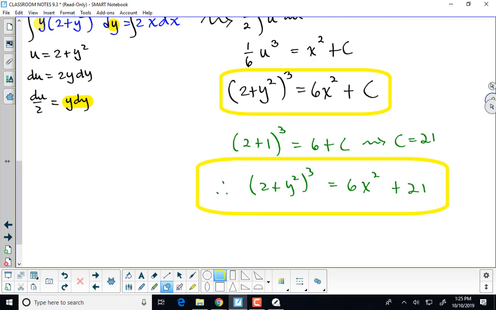Doesn't matter which side you put the c on, right? Not if it's in this implicit form. In explicit form, it's always going to go on the right, because you're going to solve for y. But with implicit form, it doesn't matter.